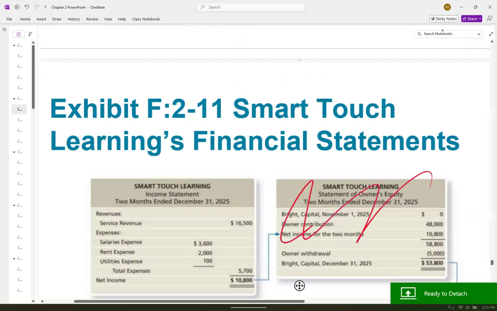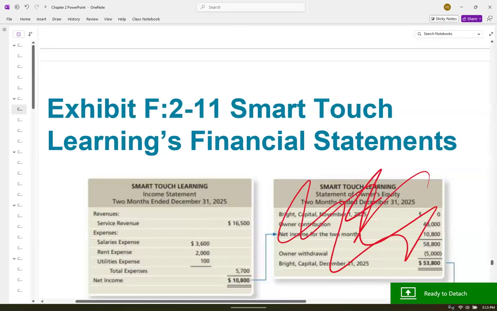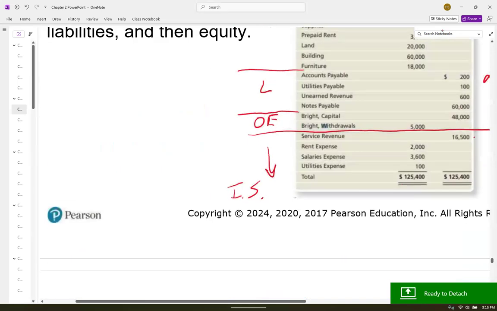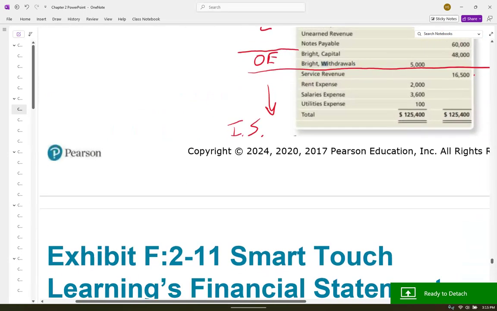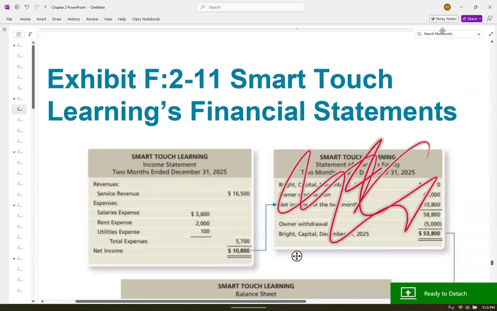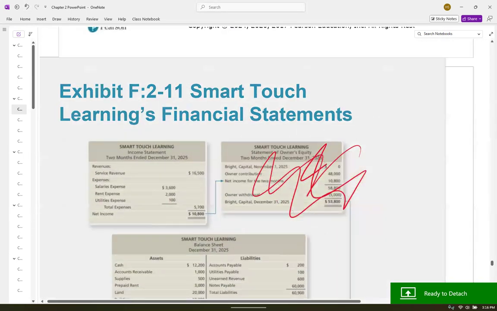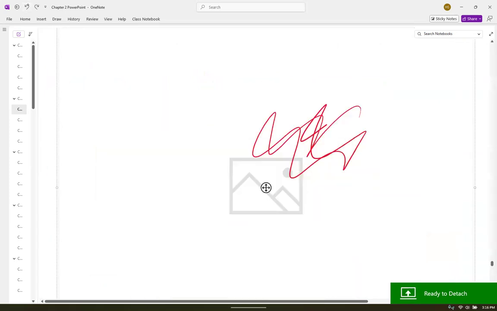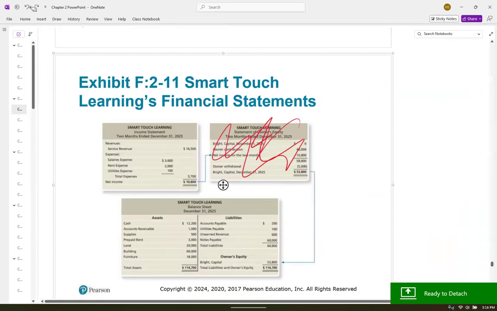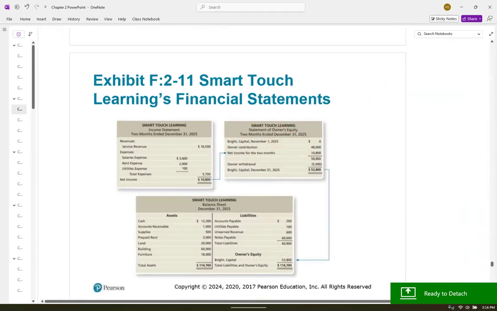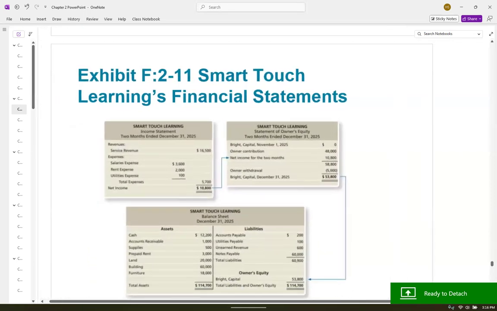I'm going to mark this out just so you're not distracted by it. We had service revenue of 16,500. If we come up here, you see 16,500. We had rent expense of 2,000, salary expense and utilities expense. So we totaled those expenses up and we end up with net income. Sorry about that. Okay. So we end up with net income there. Sometimes when I shrink it, it'll move the slide out of the spot. Okay. That's the first one.